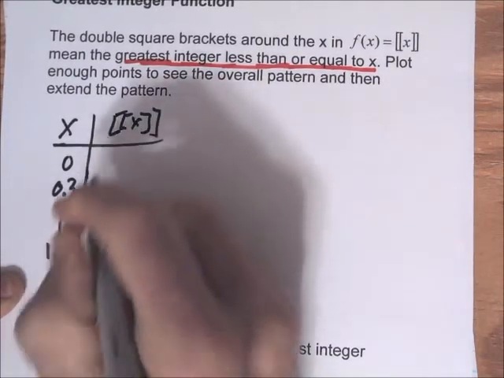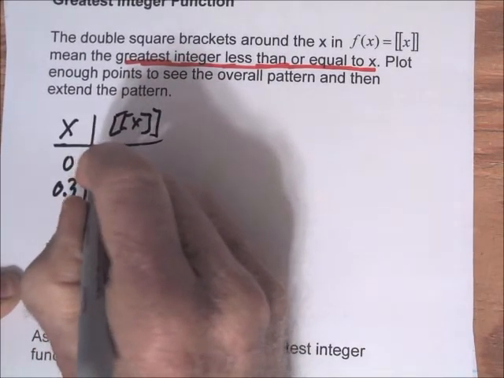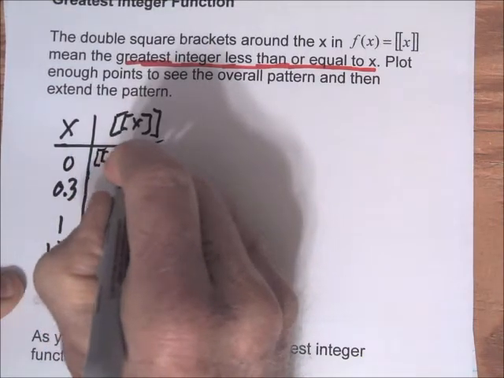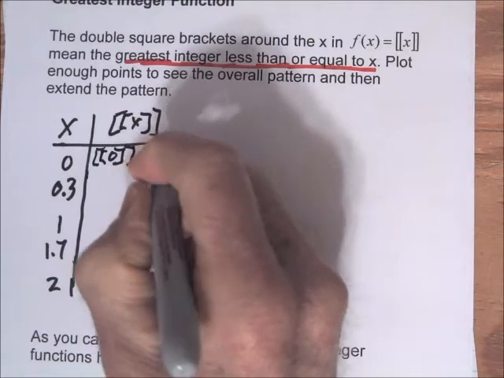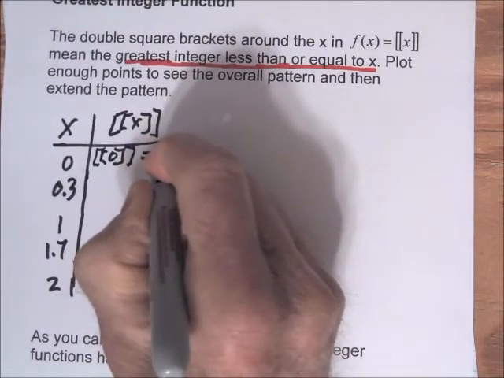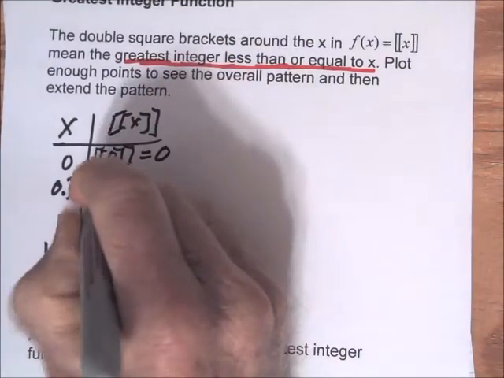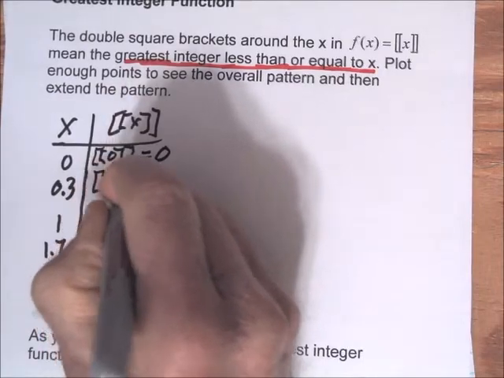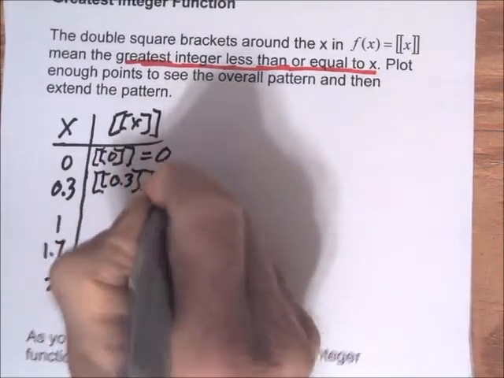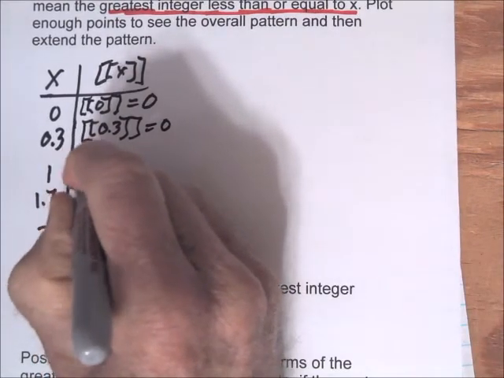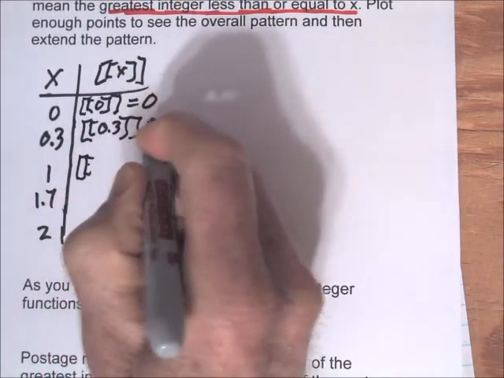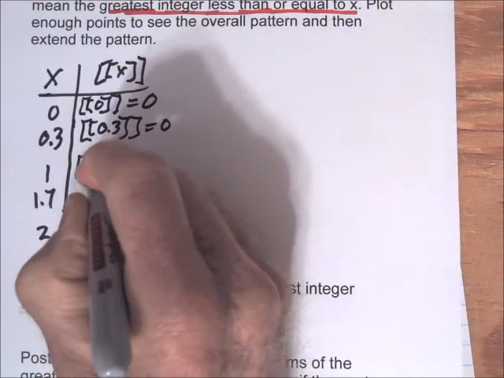So I'll say 0, 0.3, 1, 1.7, 2. So the greatest integer less than or equal to 0. Integers are 0, plus or minus 1, plus or minus 2, etc. So this is going to be 0. Greatest integer less than or equal to 0.3 is also 0. The greatest integer less than or equal to 0 point anything is 0.